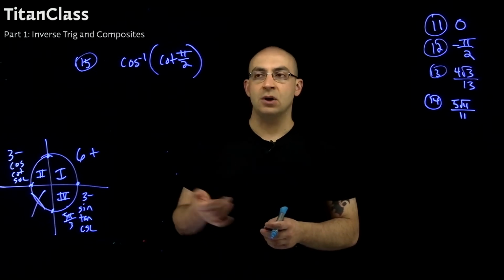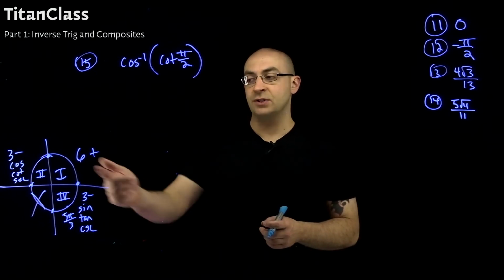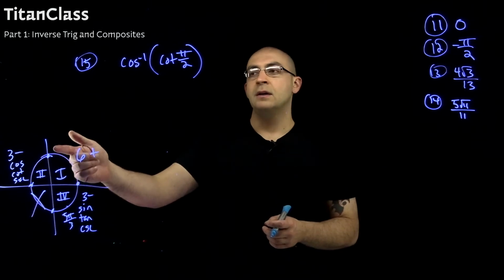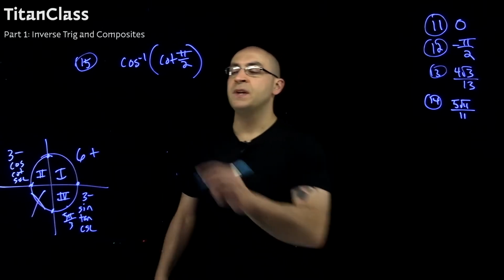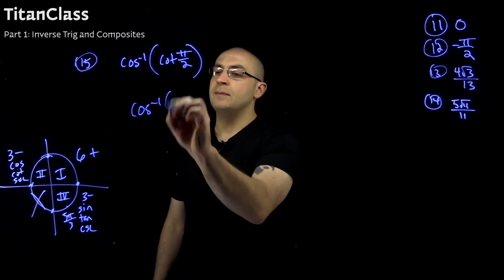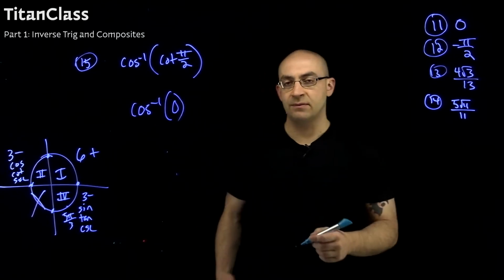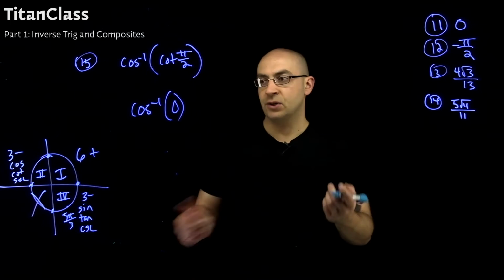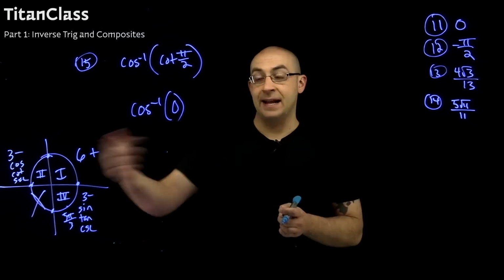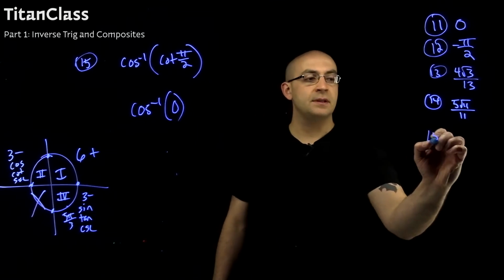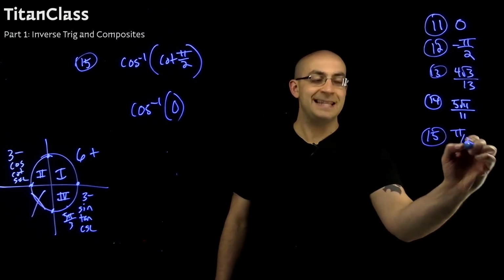Now cotangent at pi over 2, well, pi over 2 is 0, 1, meaning x over y is going to be 0 over 1, or 0. So we've done this one a couple of times today alone, where we have a 0 value, and cosine of 0 is going to be pi over 2. So my answer for number 15 is pi over 2. Okay, and that's the last one in this set.